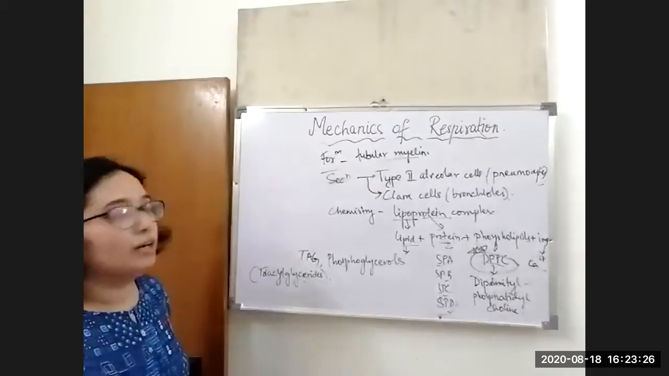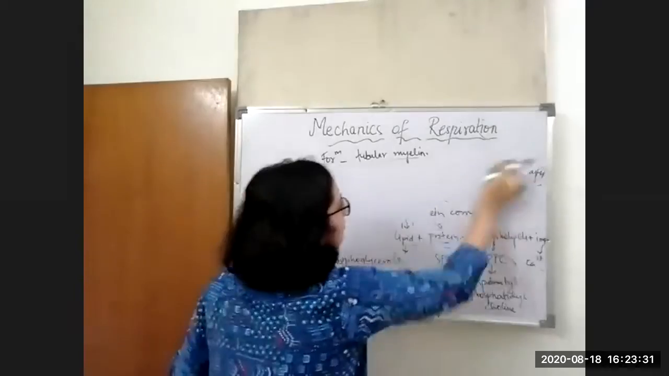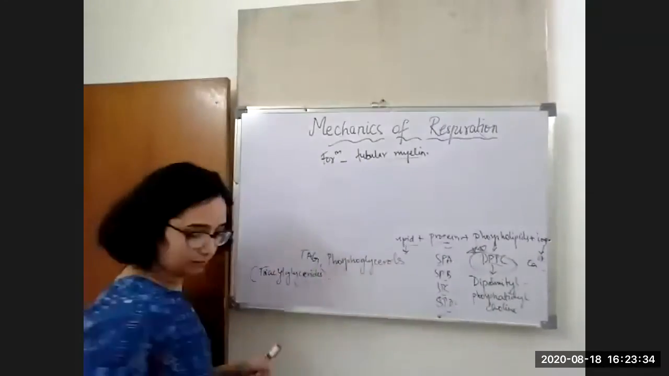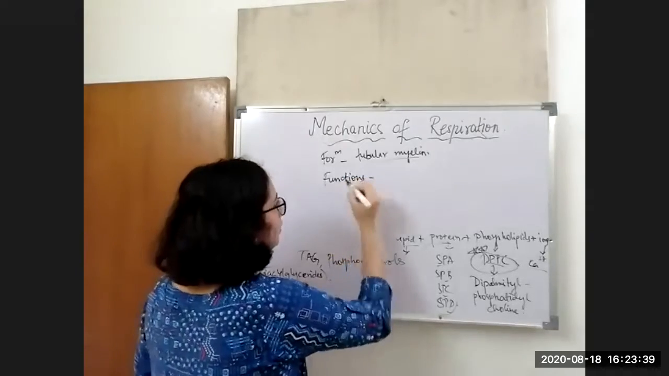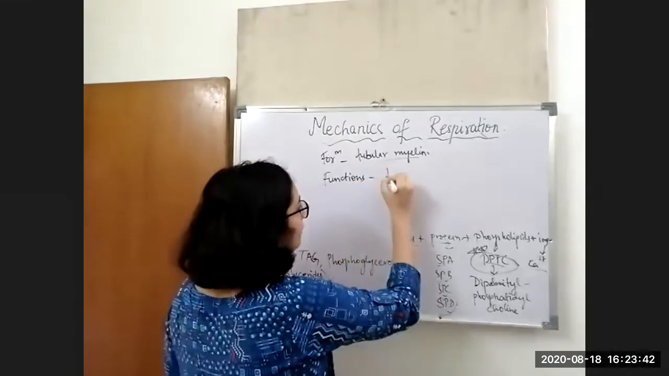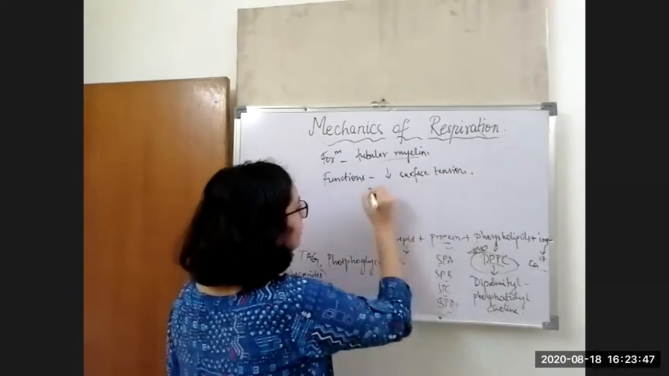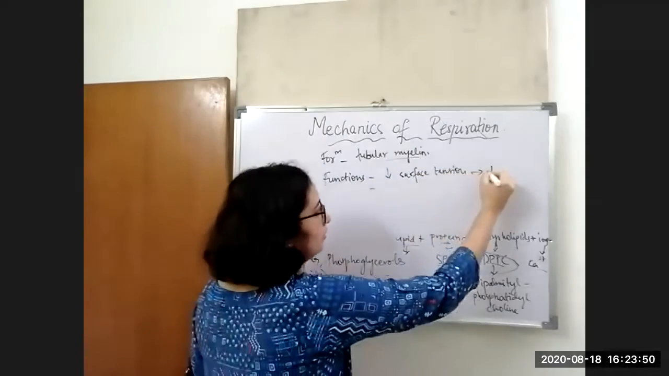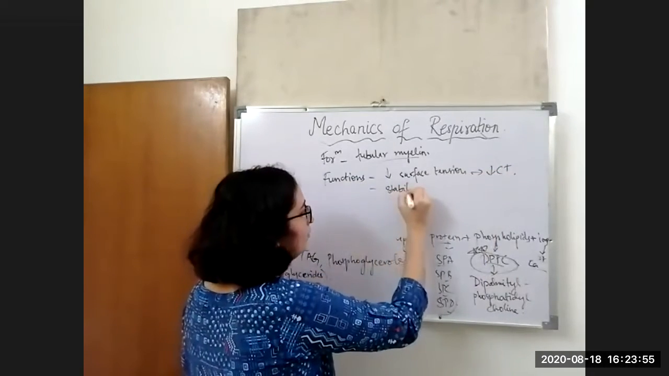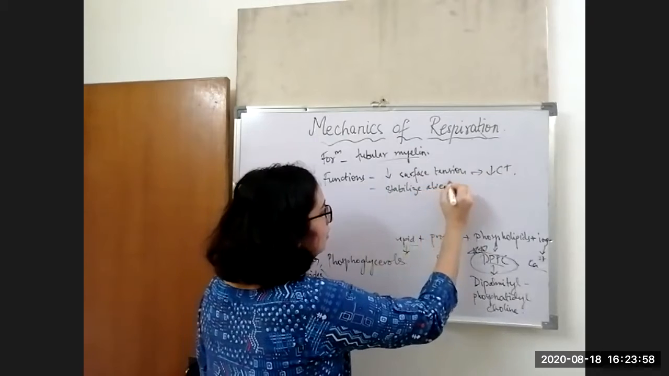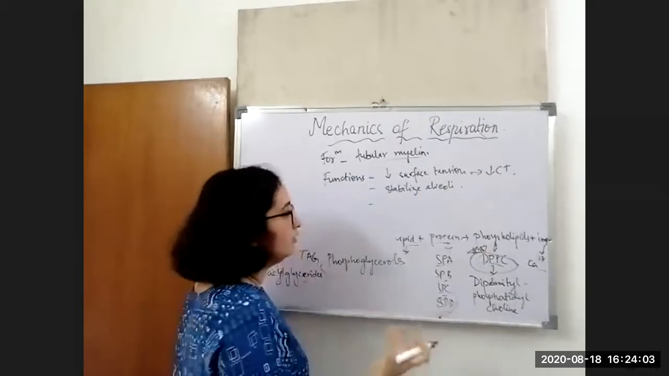So now we'll see what are the functions. As we already know what the functions are, but still let's summarize it here. So what are the functions? We need 4 functions. It decreases the surface tension, as we have already discussed. So it decreases the collapsing tendency of the lungs. Second, it stabilizes the alveoli. It stabilizes the alveoli. Okay. It prevents its shrinkage.